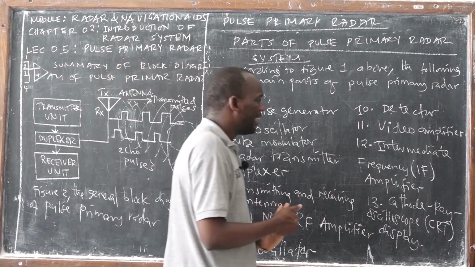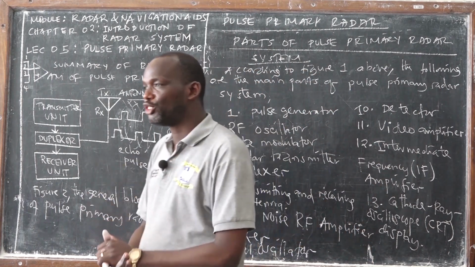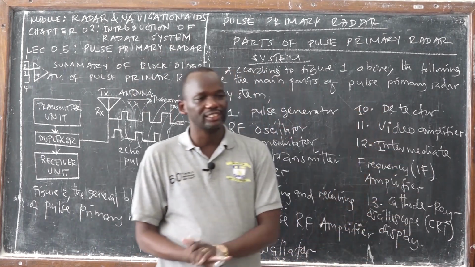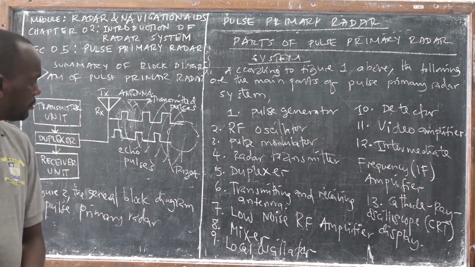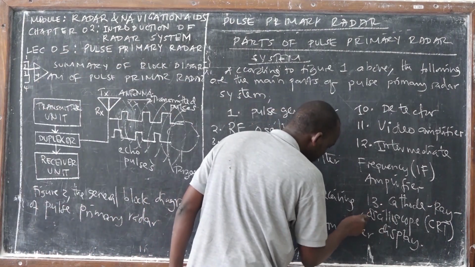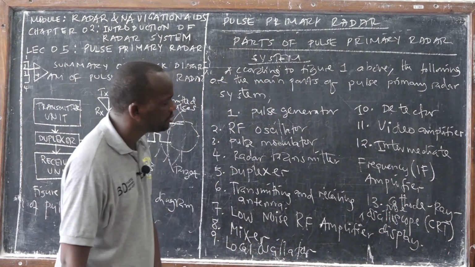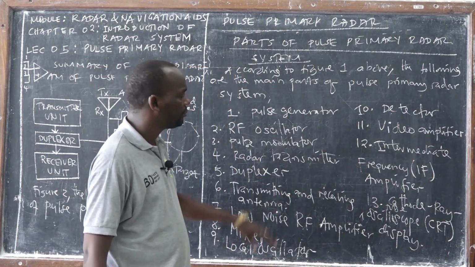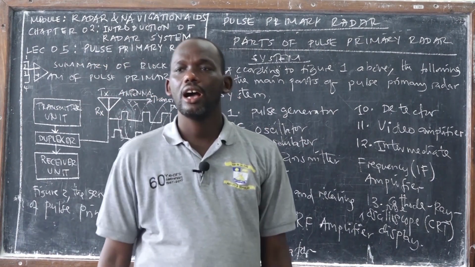It's not just like maybe a 4K video. No, they have a special way of displaying. That's why we don't need what we call flat screen displays. They just use the CRT, the cathode ray tube oscilloscope display. That is the meaning of CRT. So these are the 13 parts according to figure one. Are we together? Yes.